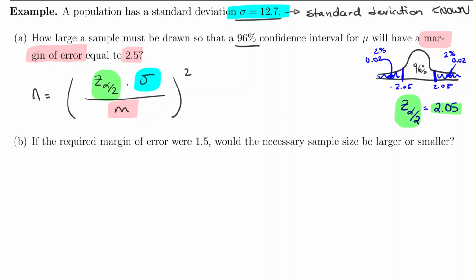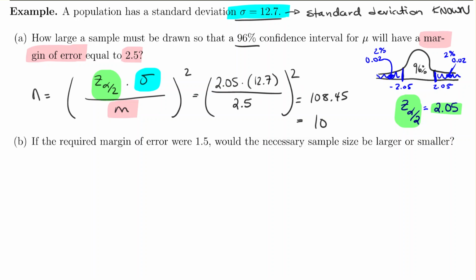And that's what will go here. So now that we've gathered that, we're just correctly evaluating the formula in our calculator and rounding to get our final answer. 2.05 times 12.7 divided by margin of error 2.5 squared. Type that into your calculator, you get about 108.45, which we know we then have to round to the next value. No matter the rounding rules, for sample size, you always round up, regardless of the decimal place.